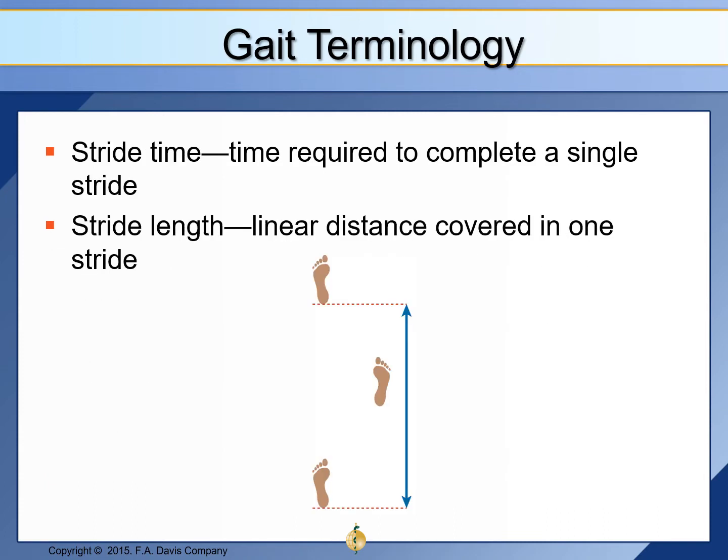So stride time is the time required to complete a single stride, whereas stride length is the linear distance covered in one stride. Linear distance, we are talking of the same foot covered in one stride. If we are using the left foot, we measure from the heel down to the previous heel contact of the same foot, as you can see in the pictures here. Whereas stride time is the time required to complete a single stride.